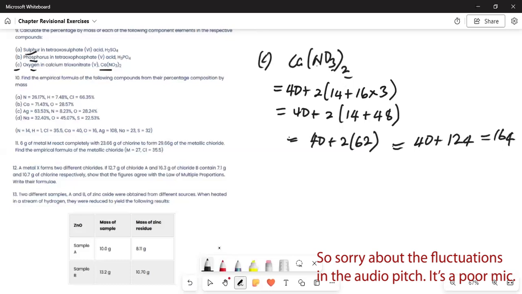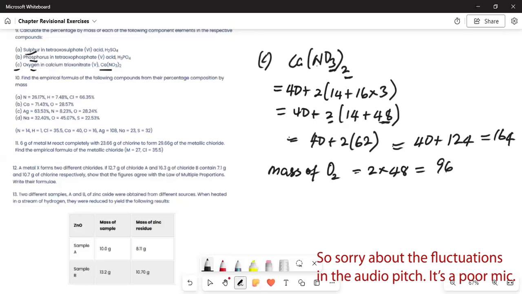164. And we have to calculate percentage by mass of oxygen in it. Now in this 164, what is the mass of oxygen in there? Look at the position of oxygen. Oxygen here is 48. That's 16 times 3 because there are 3 atoms of oxygen. And then these two affect oxygen. So that would be these two multiplied by 48. So mass of oxygen is 2 times 48, which is 96. So mass of oxygen in calcium trioxonitrate 5 is 96. This is relative mass, so there's no unit.